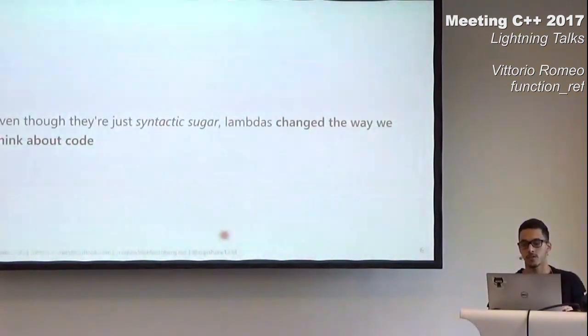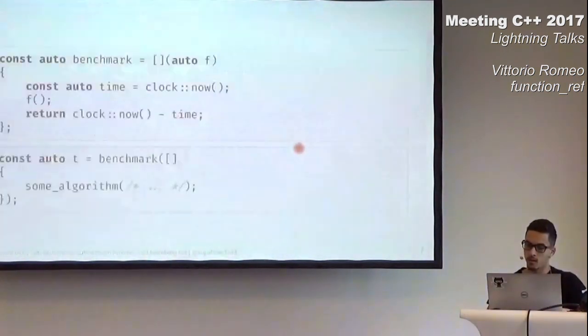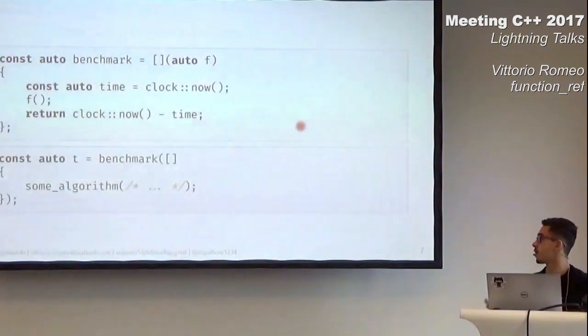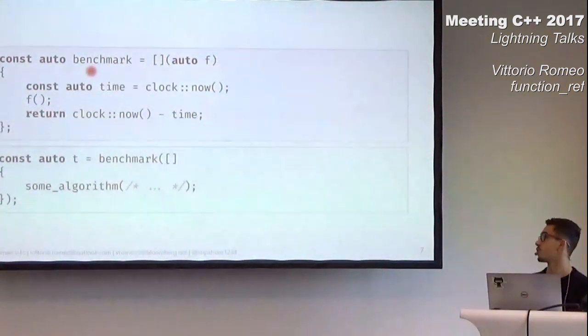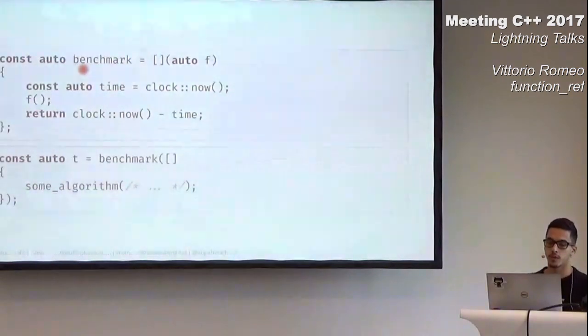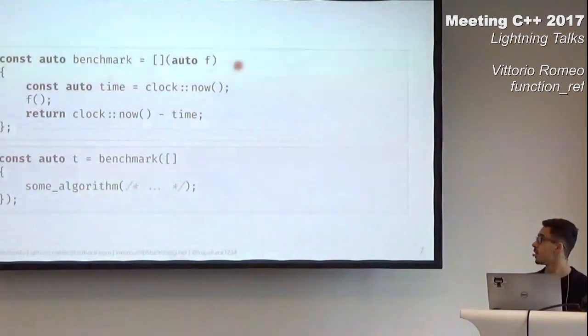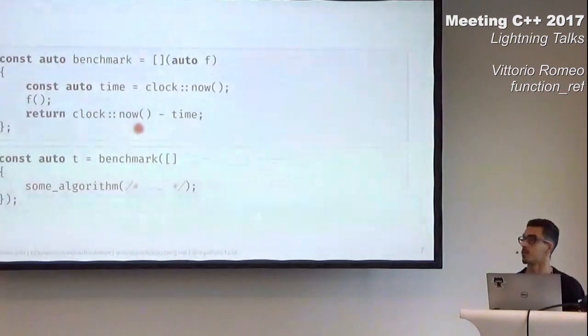And even though they are just syntactic sugar, they kind of change the way we think about code. Because now we can write higher-order functions in a very easy manner. Let's say we want to benchmark the execution of some other function. Then we can just create a lambda called benchmark that takes a function f, then we start some clock, we execute f, and then we return the elapsed time from the lambda.